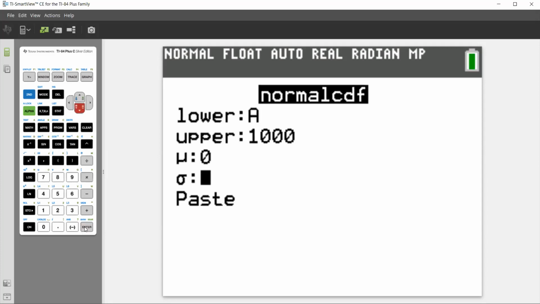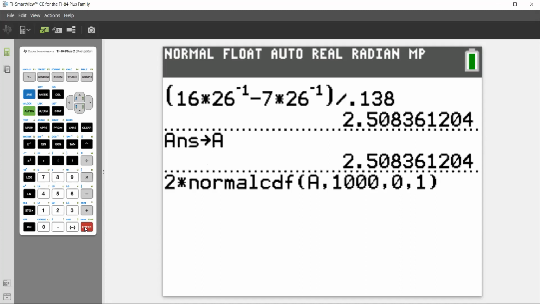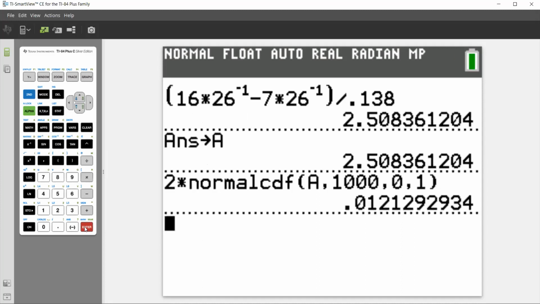And so it's already set up that way. Now it's 2 times that because it's a two-tail test. And there is our p-value, 0.0121. So are we going to reject the null or not reject the null? I believe the problem said we had a 5% significance level. This p-value is less than 5%, less than 0.05. Therefore, we would reject the null hypothesis.